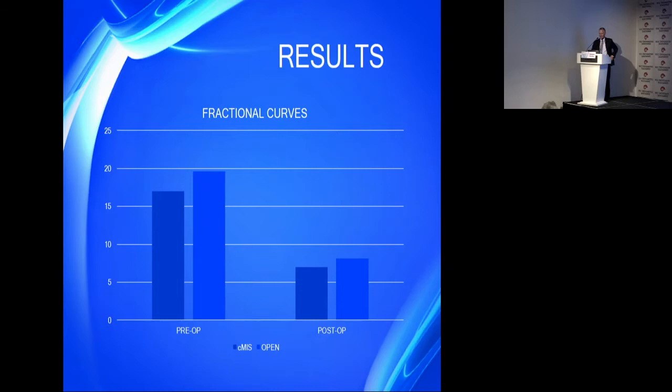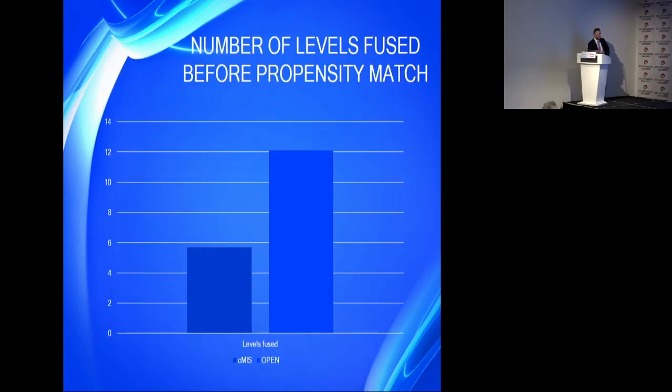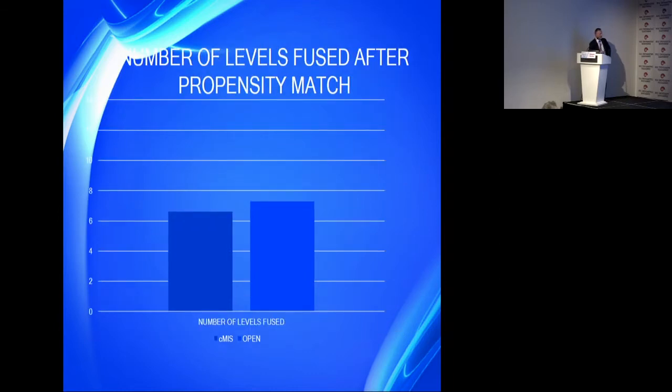So when we look at the preoperative fractional curves between the open and the minimally invasive, they were essentially the same, so there were no significant differences. When we looked at the number of levels fused before propensity matching, in the open group there were many more levels fused than in the minimally invasive group, 12 to 6. So then we propensity matched them and eliminated all those with the high number, so that the groups we actually compared had an equal number of levels fused. So we're comparing apples to apples.